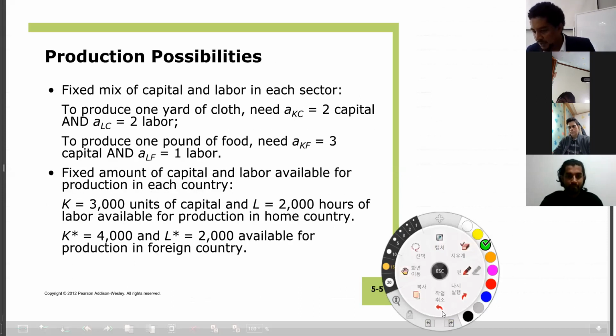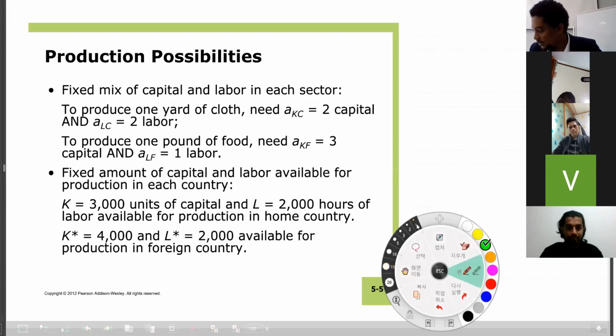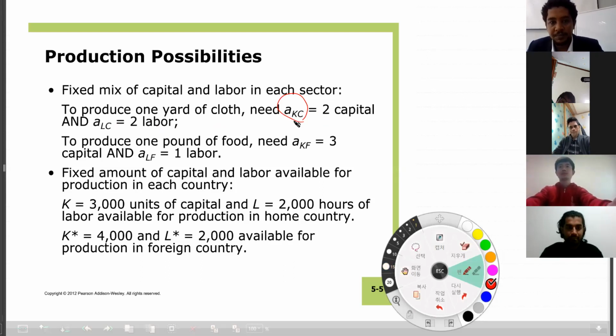So we're now trying to draw the production possibility frontier, and let's start with what we have. We have a fixed mix of capital and labor in each sector. So to produce 1 yard of clothes, we need this capital. We use K for capital, so we use K_C of 2 for capital, and for labor we use L.